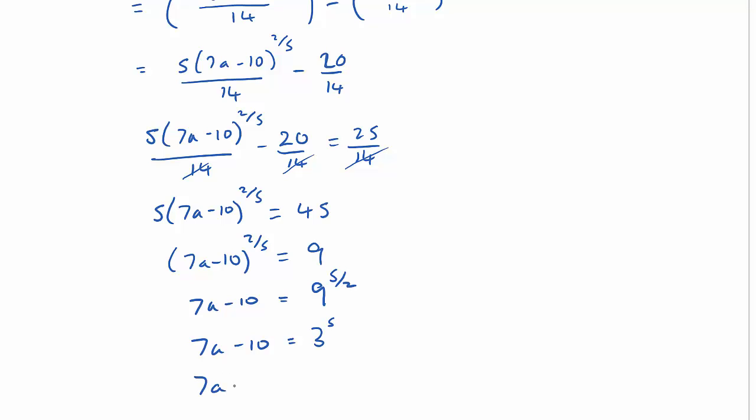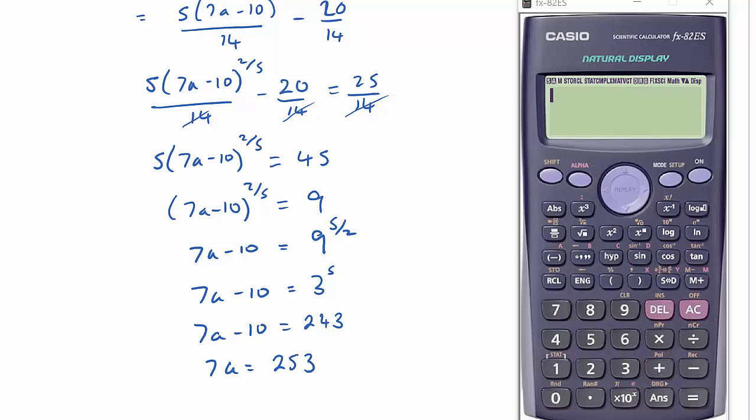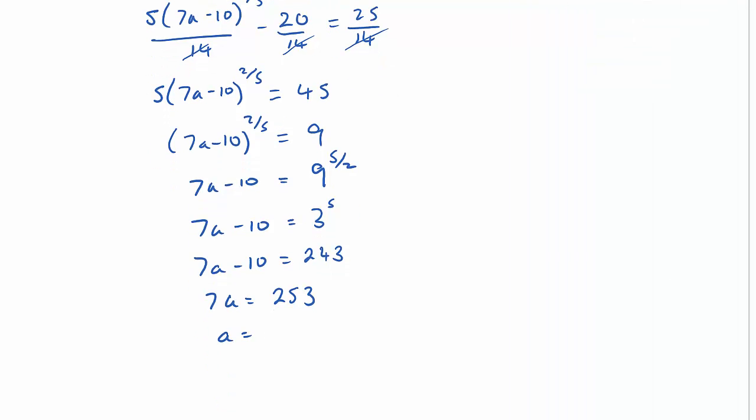And I happen to know that that is 243. And so 7a is equal to 253. So we'll just bring in the calculator, and 253 divided by 7 gives nothing very nice, unfortunately. So a is equal to 253 over 7. We'll leave it there.